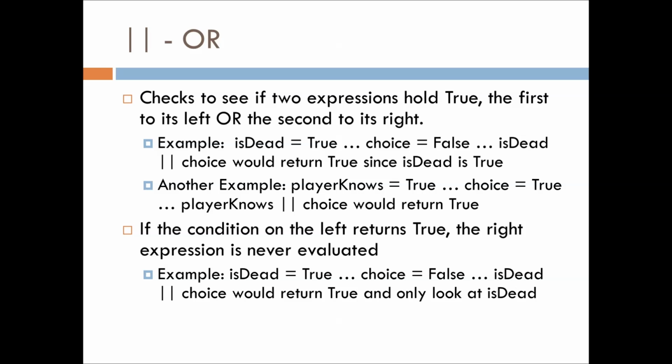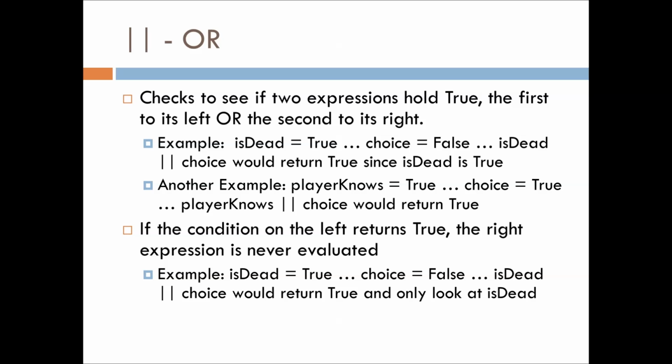Now let's look at or. So it checks to see if two expressions hold true. Again, in a similar fashion, except it looks at the left one or the right one to see if either of them is true, instead of both of them having to be true. So let's look at an example. Is dead is true and choice is false. So we are looking at is dead or choice. Is dead is true, so the statement would return true, even though choice is false.